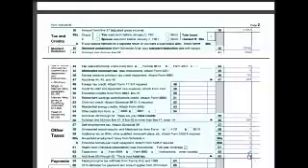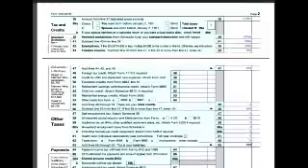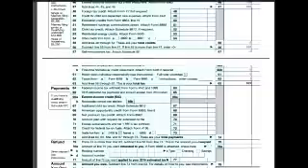Just say add lines 56 to 62. Line 56 is 849, so I still have 849 here. That's the total tax. Now, what are you going to get?